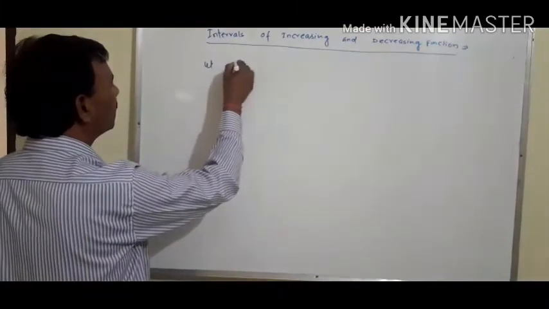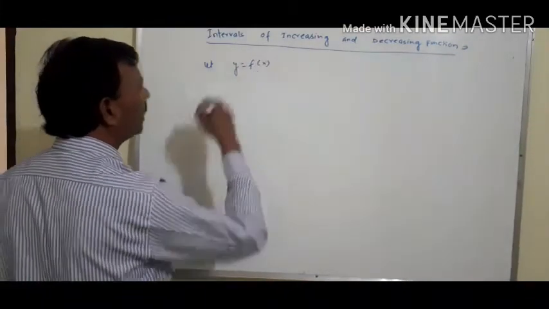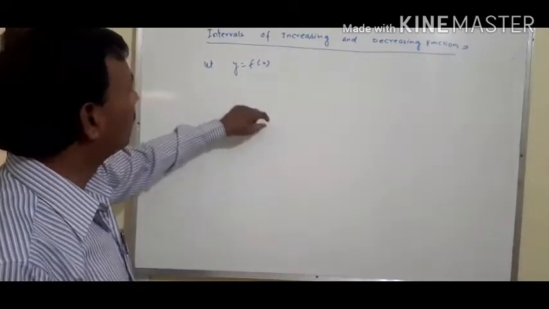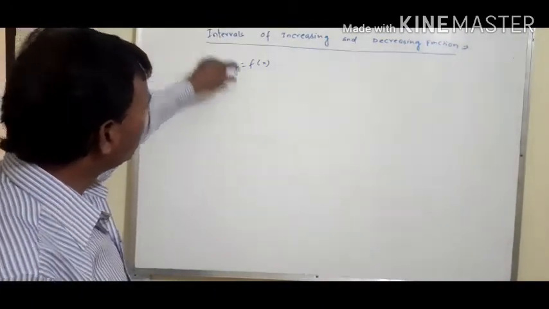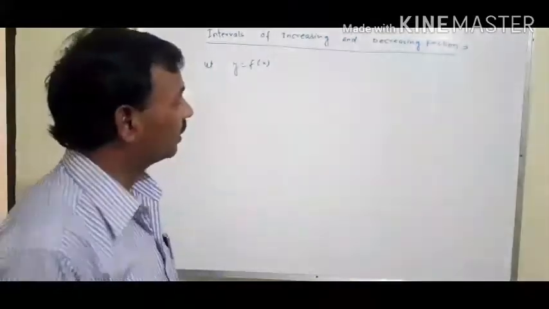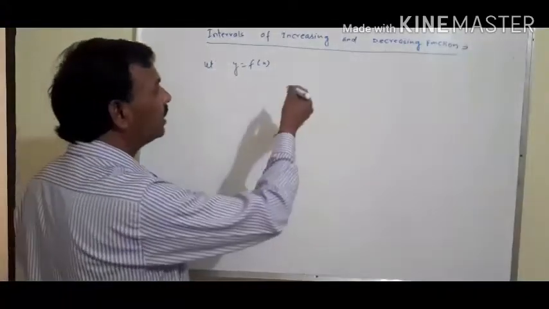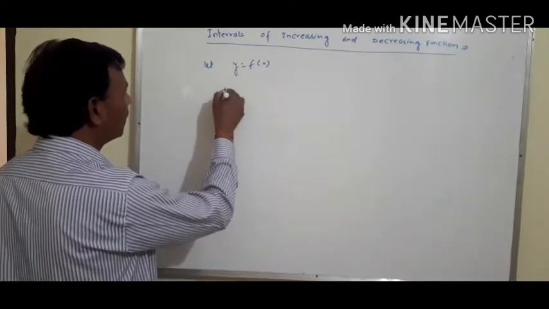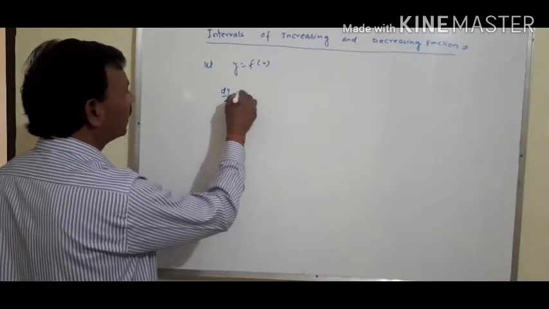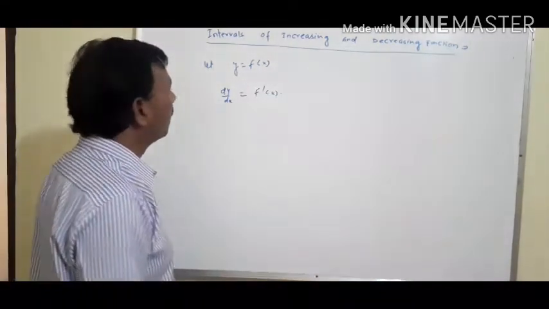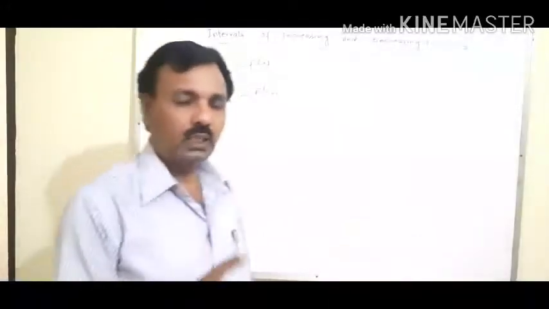let y equal to f of x be a real valued function, and I want to find the intervals in which this given function is increasing and in which interval this function is decreasing. For this, first we should find the first derivative, that means dy upon dx is equal to f dash of x. Now there are two methods.